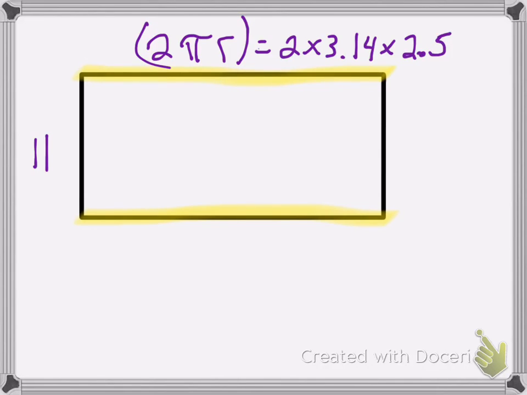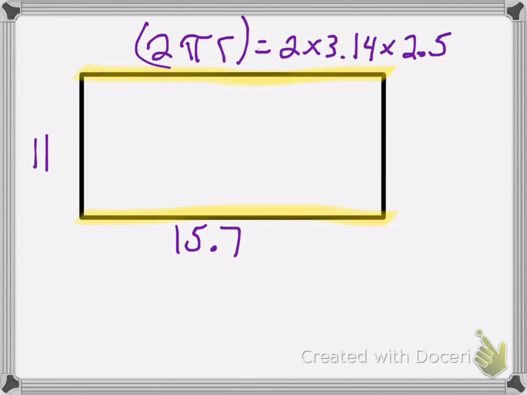Okay, so let's calculate the length here. 2 times, oh my goodness. Having all kinds of issues. 2 times 3.14 times 2.5, enter. Alright, so that length is, I got 15.7. If you guys punch it in, you get something different. Shame on me.